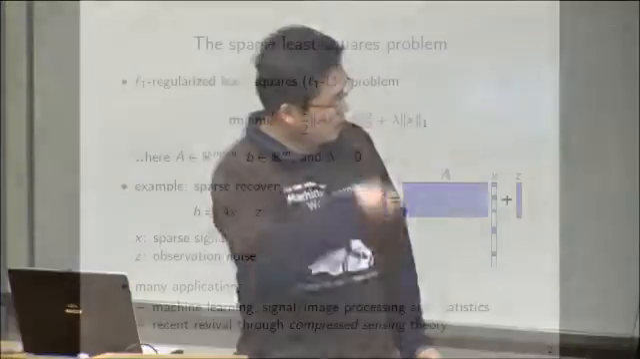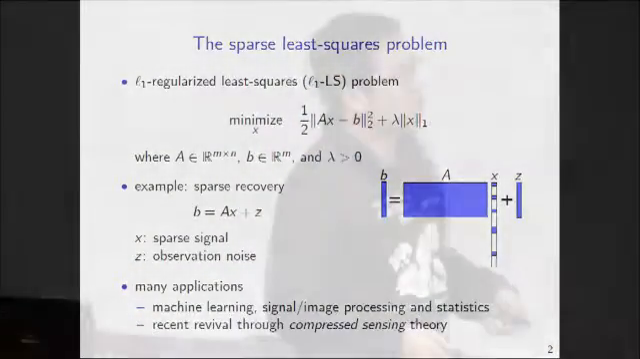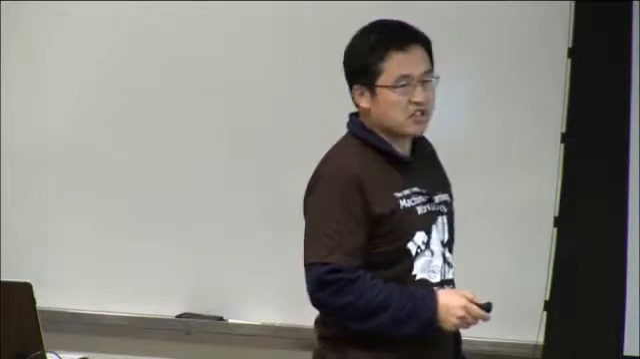Of course, knowing that you want a sparse x, the convex optimization approach is to just use L1 regularization. And it has lots of applications. For example, in machine learning, you can think about regression with feature selection. You want a small number of features. It also has lots of applications in signal and image compression, image denoising, and in statistics like gene identification. And recently it has received lots of attention because of the compressed sensing theory.